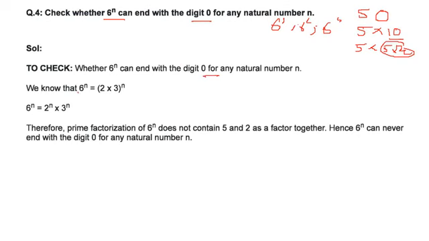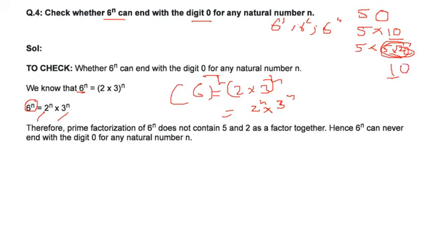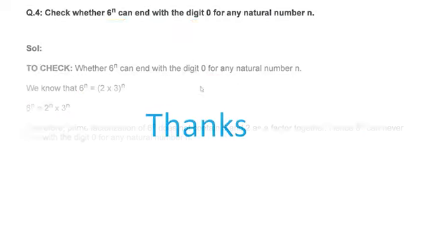So 6 to the power n can be written as (2 into 3) to the power n, since 6 is 2 into 3. Now (a into b) to the power n is a to the power n, b to the power n. You see, the prime factorization of 6 to the power n does not contain 5, and we need 5 and 2 together, because 5 into 2 will give you 10. So 6 to the power n can never end with a 0 for any natural number n.